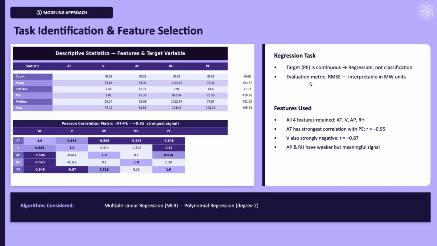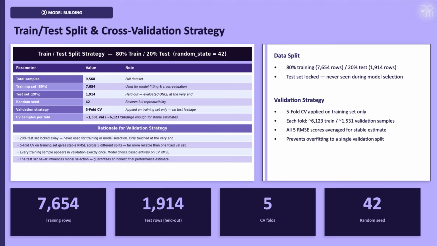And the features used were all four features: AT, V, AP, and RH. AT has the strongest correlation with PE, at minus 0.95, and V is also strongly negative, with an R of minus 0.87, and AP and RH have weaker but meaningful signals.